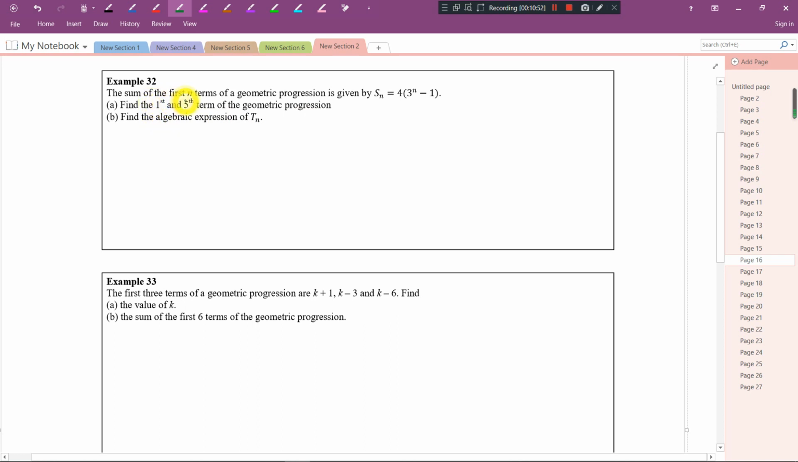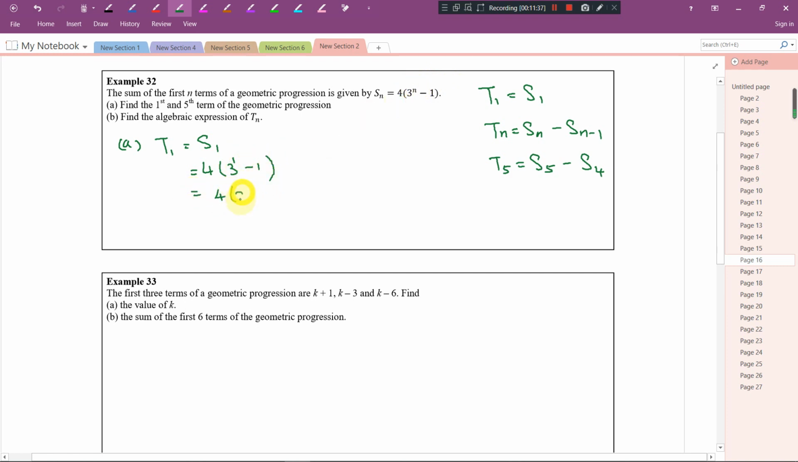We want to find the first and the fifth terms of the geometric progression. I hope that you still remember, T1 is equal to S1, right? And Tn is equal to Sn minus Sn minus 1. Means that if I want to find T5, I need to find S5, then minus S4. So now let's find the first term first. T1 is equal to S1, right? So S1 is equal to 4 times 3 raised to the power of 1 minus 1, which is 4 times 2. Okay, so the first term is equal to 8.